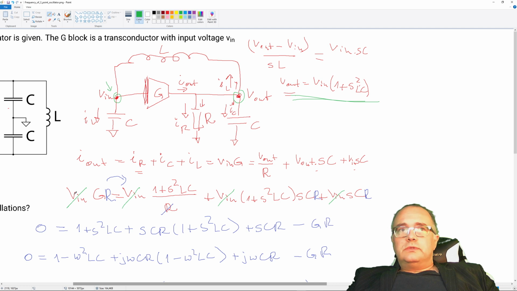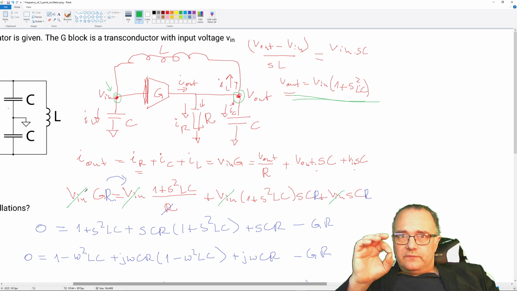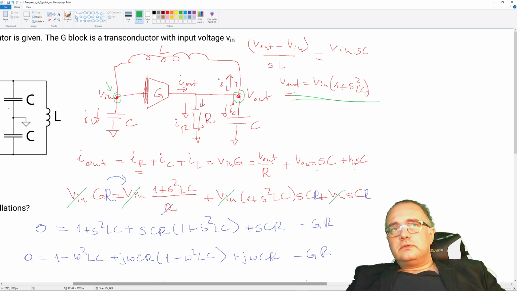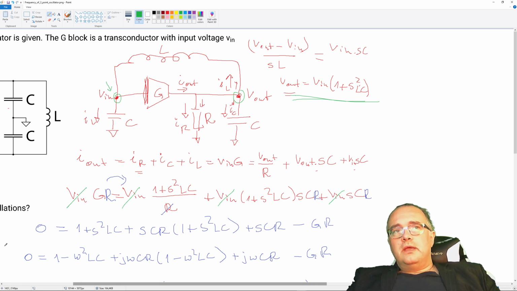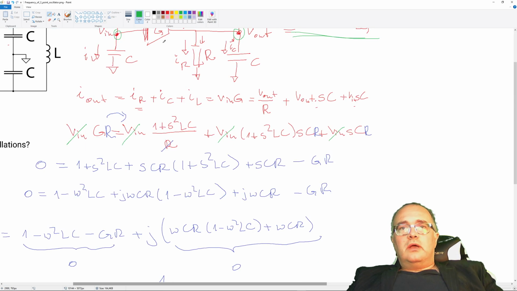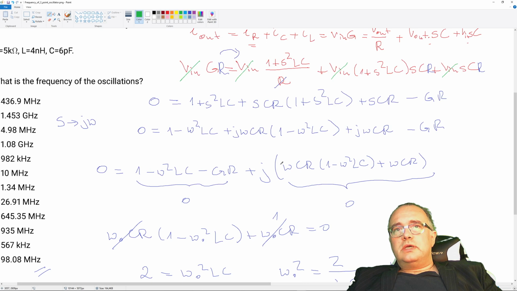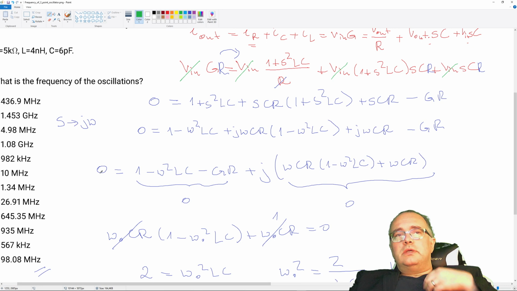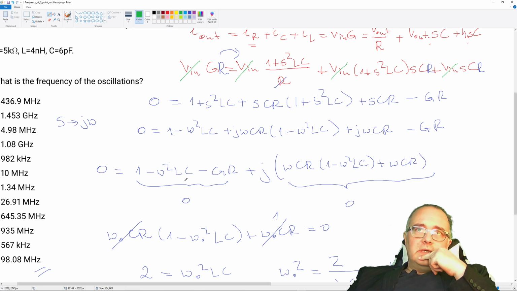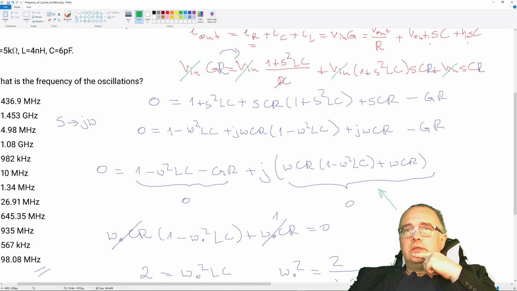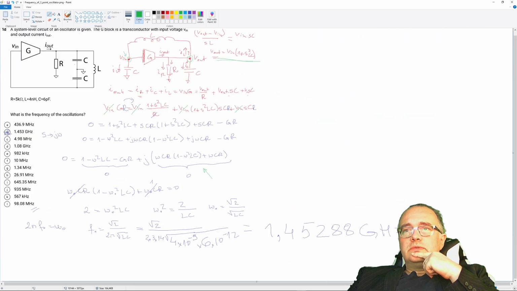Because we assumed that there are oscillations, this means that V in for this particular frequency of oscillation is not zero. So we are allowed to divide everything by V in. And then we have an expression which is this one, a complex expression equal to 0. It has an imaginary part and a real part. For this complex expression to be 0, both the real part and the imaginary part must be 0. By equating the imaginary part to 0, we get the frequency of oscillation. So this is the frequency of oscillation.